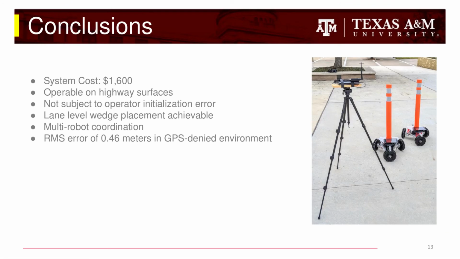In conclusion, the team was able to develop a system that only costs $1,600 per unit and is operable on highway surfaces. Additionally, the system is not subject to operator initialization error and has shown that lane level wedge placement is achievable. The system has shown that multi-robot coordination is possible and has achieved less than half of a meter in RMS error in GPS denied environments.